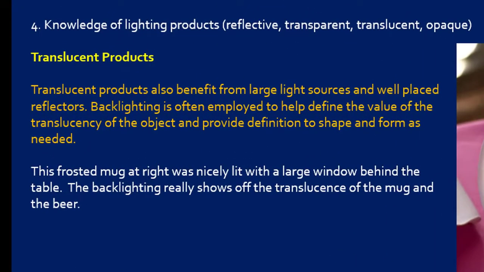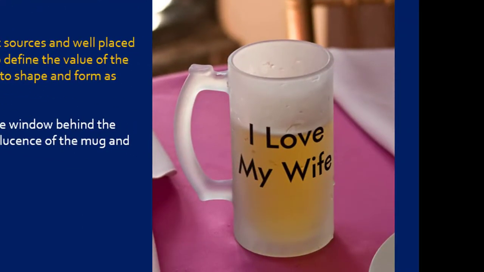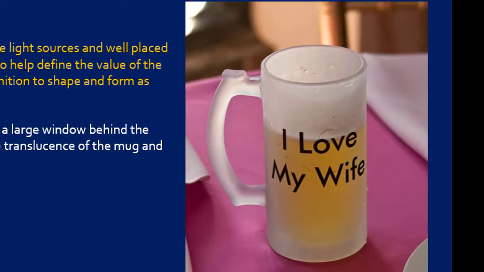Translucent products also benefit from a large light source as well as well-placed reflectors. Backlighting is often employed to help define the value of the translucency of the object and provide definition to the shape and form as needed. This frosty mug at Wright was nicely lit with a large window behind the table, so the backlighting really shows off the translucence of the mug and of the beer.